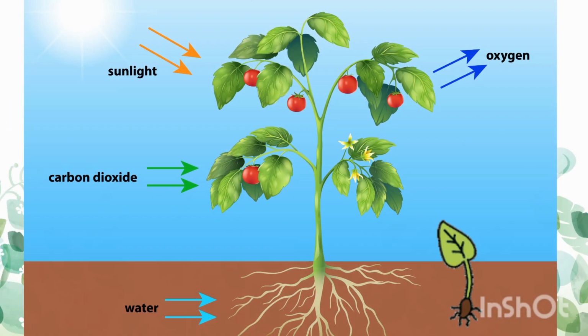Most plants grow from a seed. Plants need sunlight, soil, water, and air to grow. Plants cannot move. They make their own food using air, water, and sunlight.